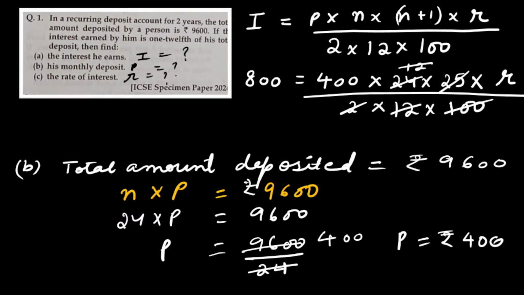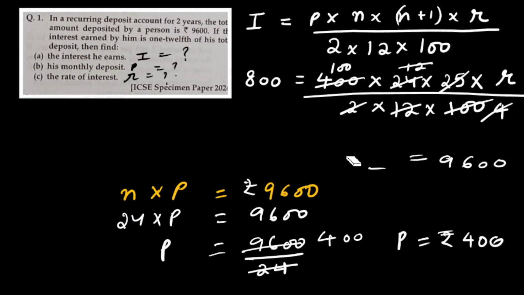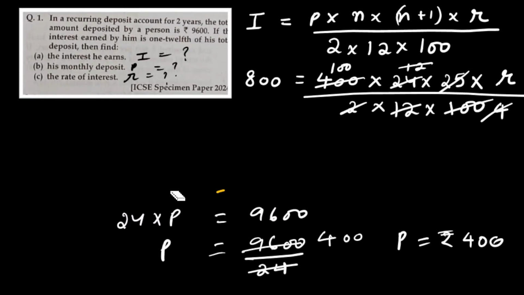25 into 4 is 100. So here 4 and 400 will get cancelled. 4 into 100 is 400. So with cancellation, it was very easy. I've done it. If anyone has any doubt, you can just tell me here itself.